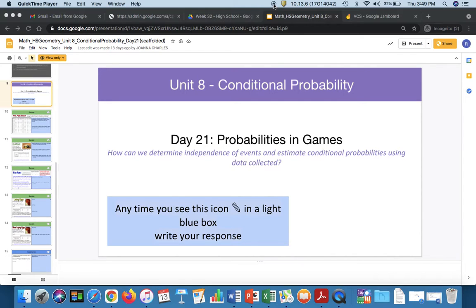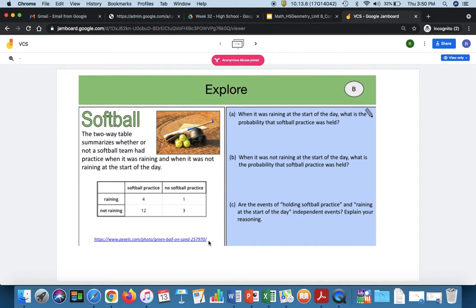Hi, this is Roman, and today we're doing Unit 8 on conditional probability, Day 21, probabilities in games, with our focus question of how can we determine independence of events and estimate conditional probabilities using data collected. So I'm going to be going through a few of the questions here, starting from slide 11 on softball, and I'll be doing it in my Google Jamboard here.